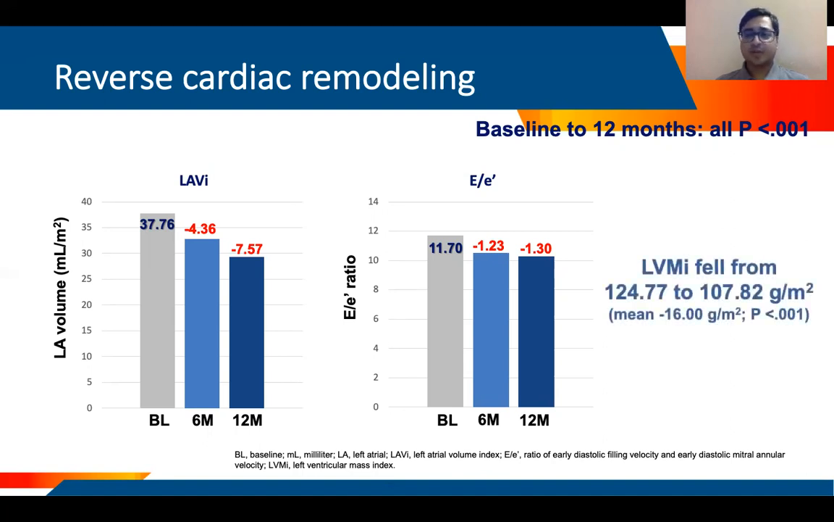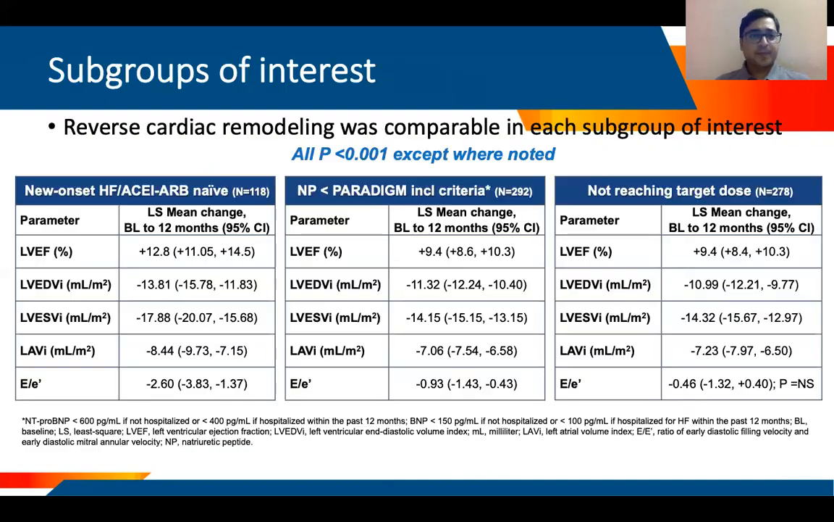So LVMI fell from 124.77 to 107, a mean of almost 16 grams per meter square, with a significant statistical value of less than 0.001. And it was seen in every subgroup of patients, all with p-value less than 0.001.